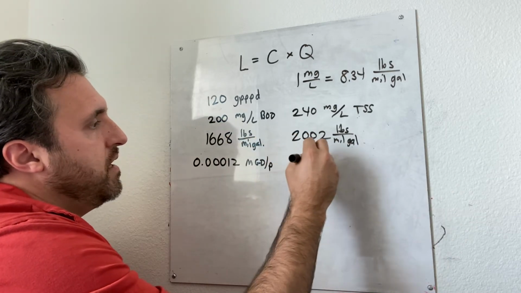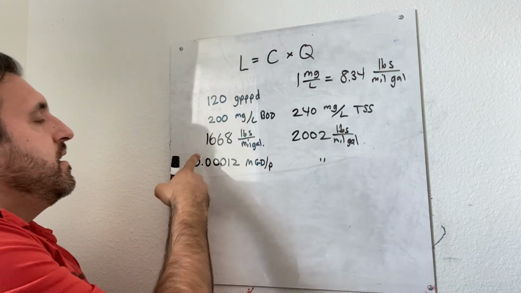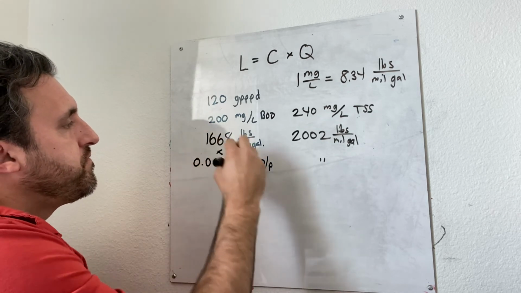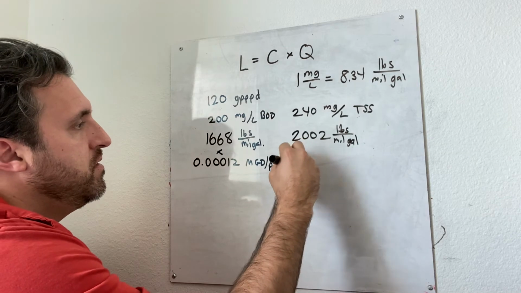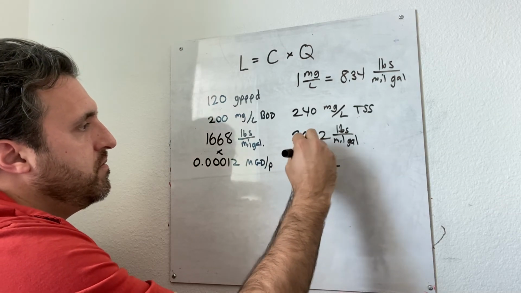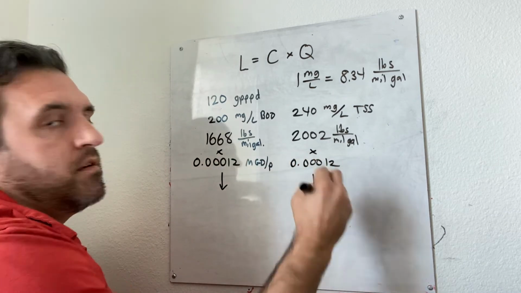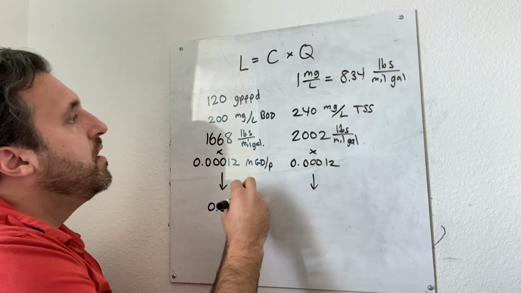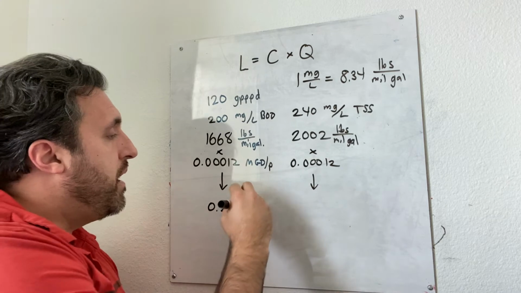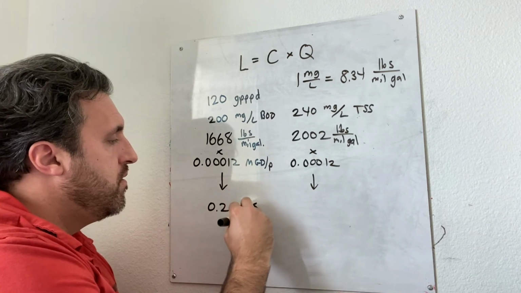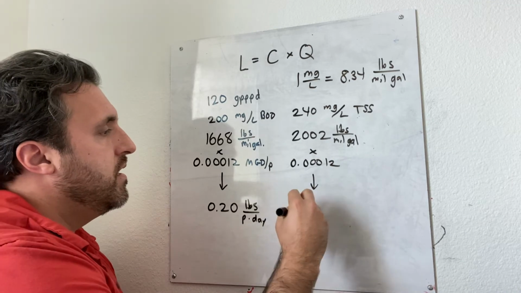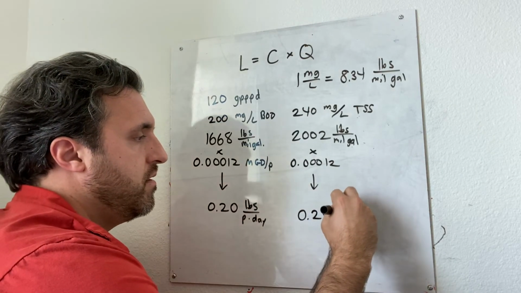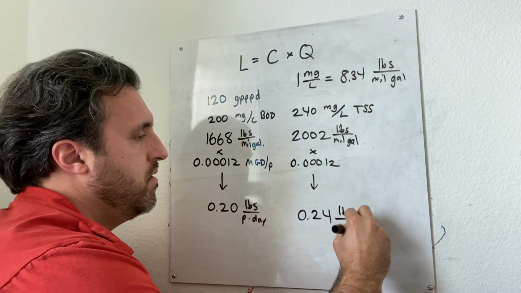And same thing for the TSS. Now we're just multiplying 1668 times 0.00012 and multiplying 2002 times 0.00012 to get our final answer, which comes out to be approximately 0.20. The units there are pounds per person per day. And 0.24 pounds per person per day.